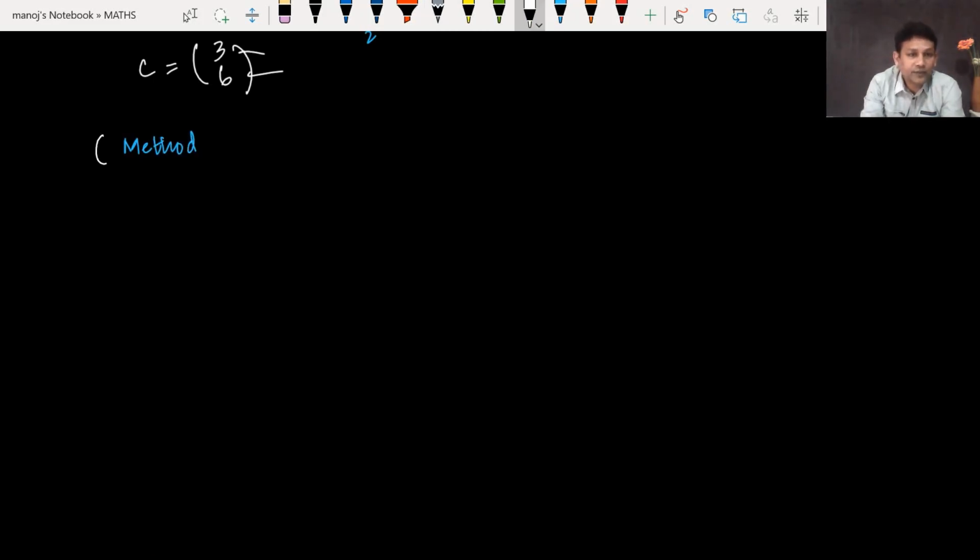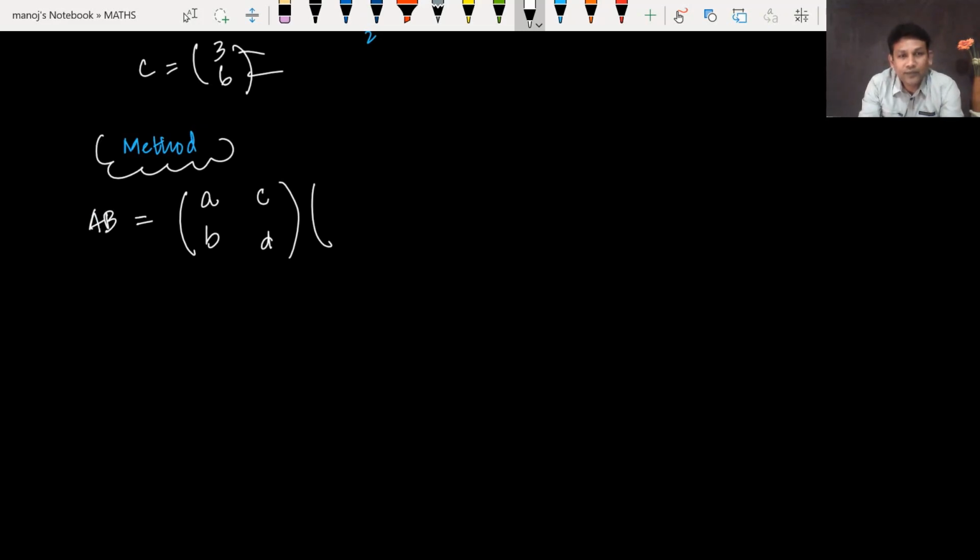The method is very simple, but you have to remember. Let's suppose matrix A is, I am writing a formula for this, A, B, C and D, and matrix B is P, Q, R, S, and I want to do the multiplication. This is a formula. Condition is what? The columns of the first matrix should be equal to the number of rows of the second matrix, and this applies here, so multiplication is possible.